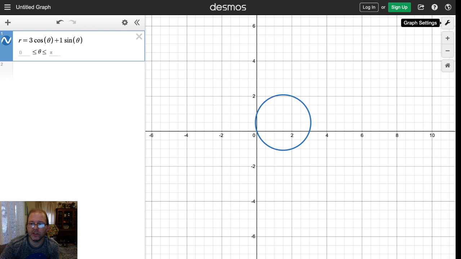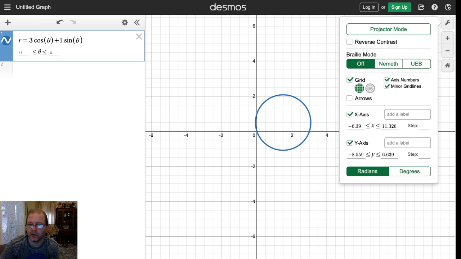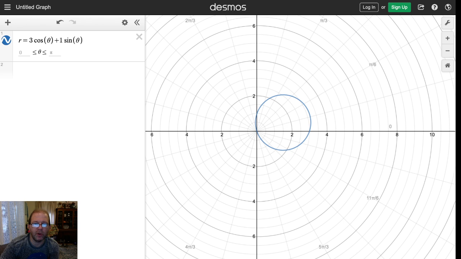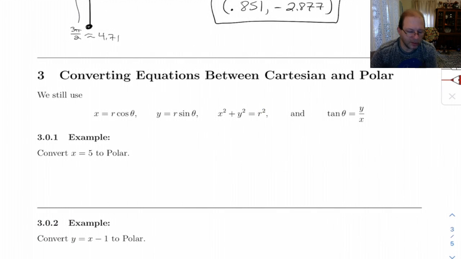Now, if I come over here and change the graph settings, you can change the grid. Right now it's on a rectangular grid. You can change it to a polar grid, and that gives you a polar grid instead of a rectangular one. All right, so let's go back and look at this. Let's convert some equations to polar.